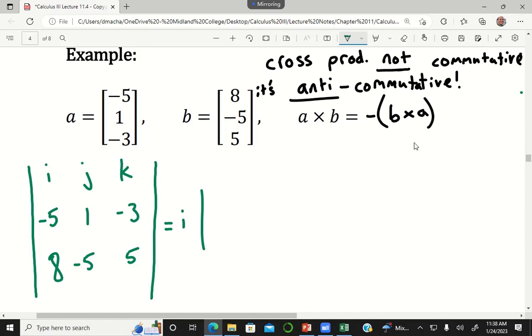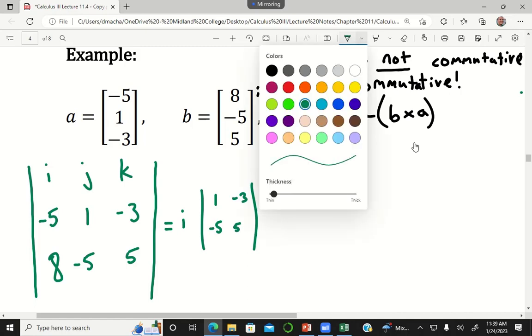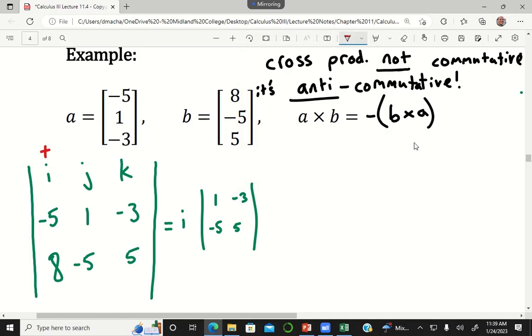Anyways, we have i times the determinant of 1, negative 3, negative 5, 5. Remember, minus j, because the pattern we have to remember for determinants is plus, minus, plus. So then we have minus j times the determinant of, what is in this matrix right here?